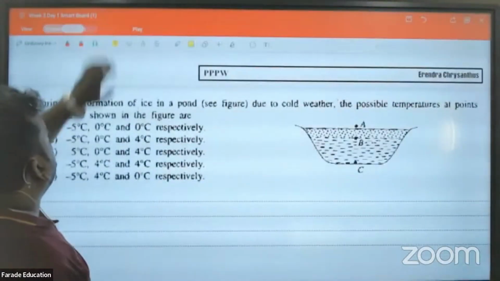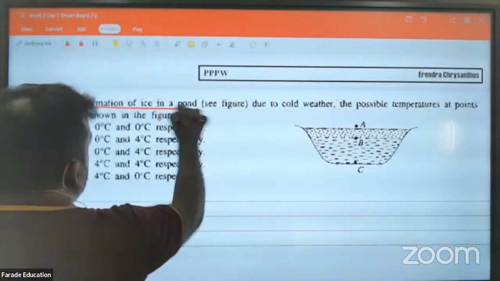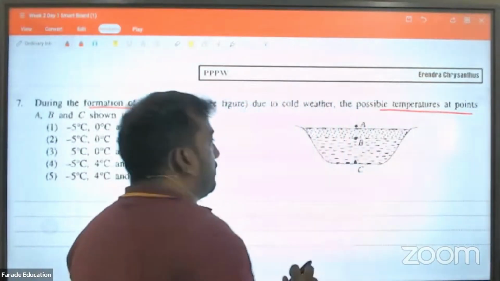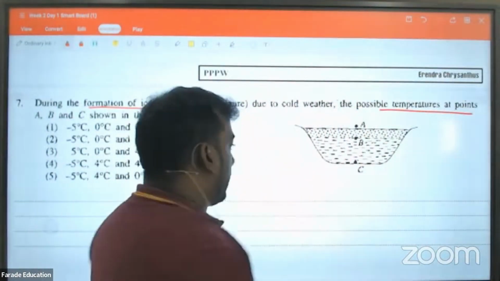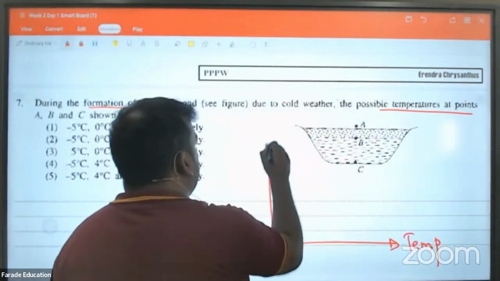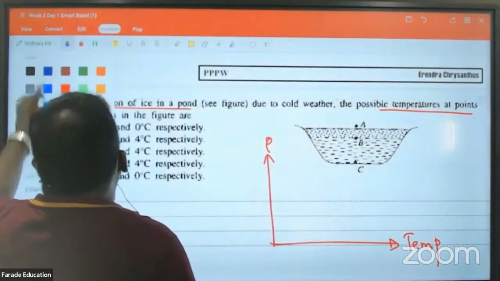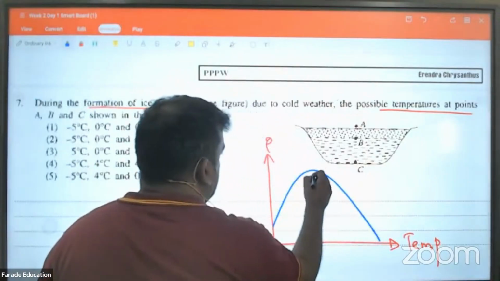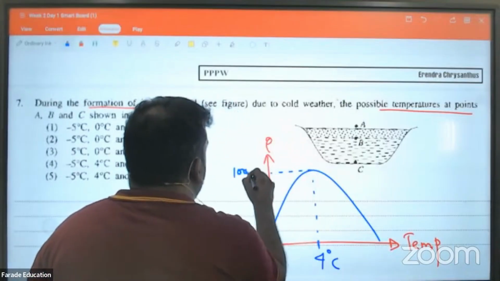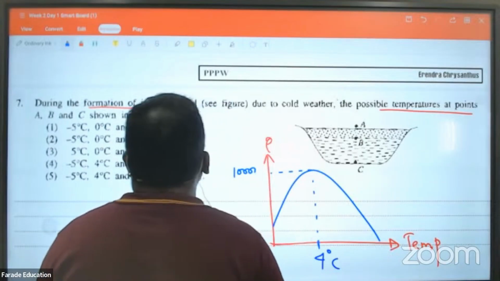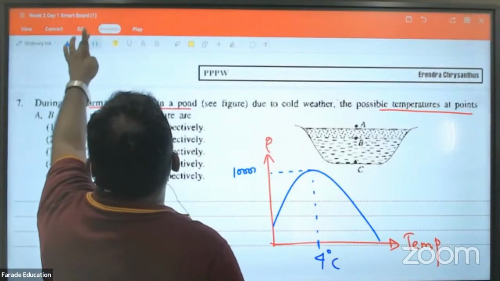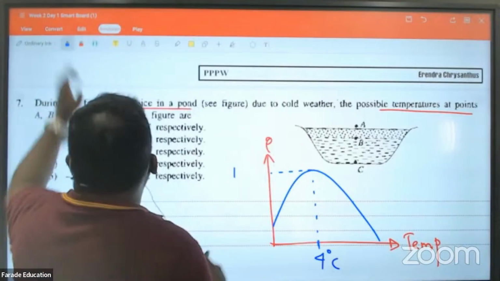Moving forward. During the formation of ice, the possible temperatures at the points are, remember, maximum density of water. If you take the anomalous behavior of water, and plot the graph of temperature against density, maximum density occurs at 4 degrees Celsius. Have a look.